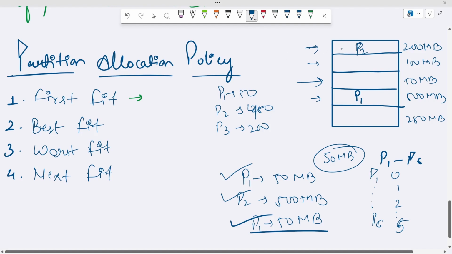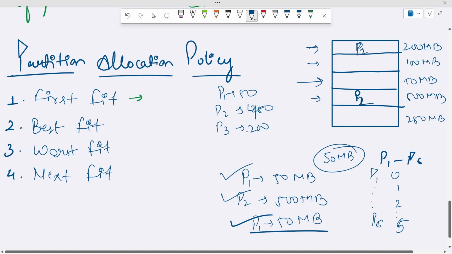It checks the second block, what's the space, 100 MB. Definitely not able to reside there. And in the third, the space is 50 MB. Definitely not able to access this space. Now the third one is 500 MB. So P2 is allocated to this part.